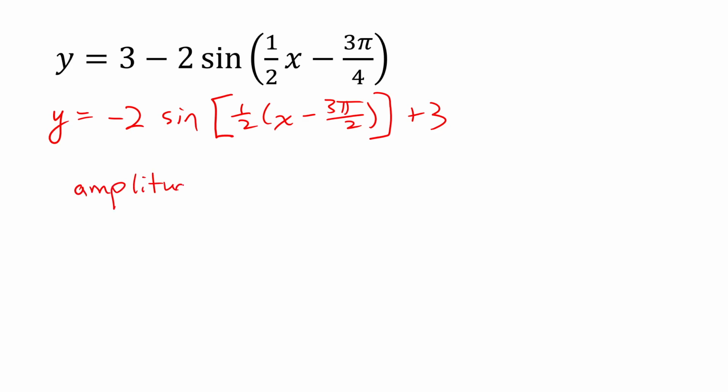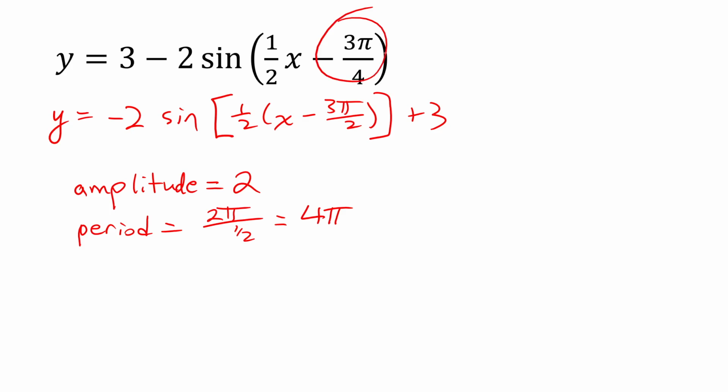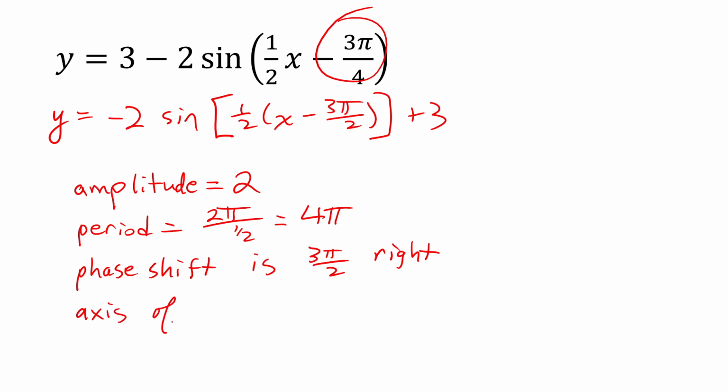Our amplitude is the absolute value of A. A is -2, so the amplitude is 2. The period is 2 pi over the absolute value of K. Well, 2 pi over 1/2 is equal to 4 pi. And why are we using radians? We're using radians because radians are given in the question. Our phase shift is going to be 3 pi over 2 radians to the right. And finally, our axis of symmetry is at y equals 3.